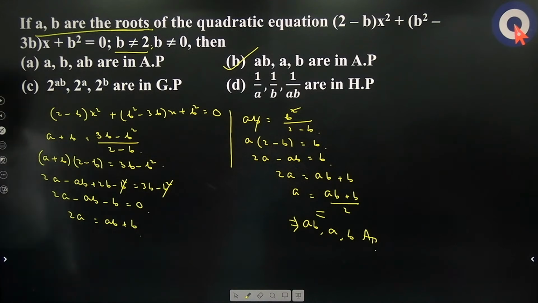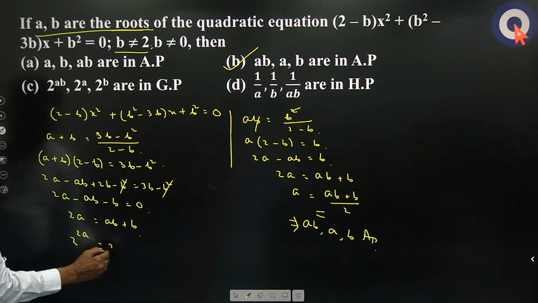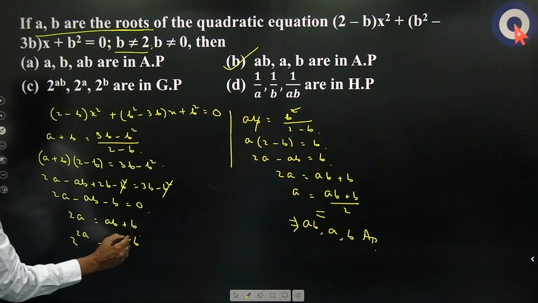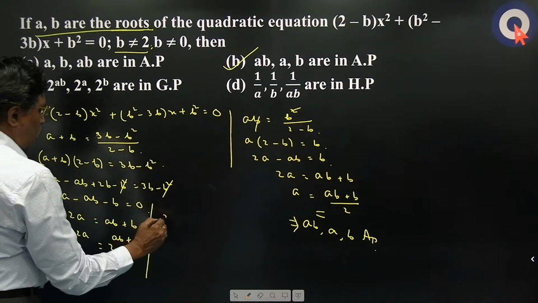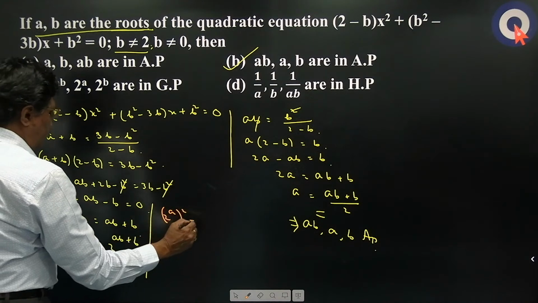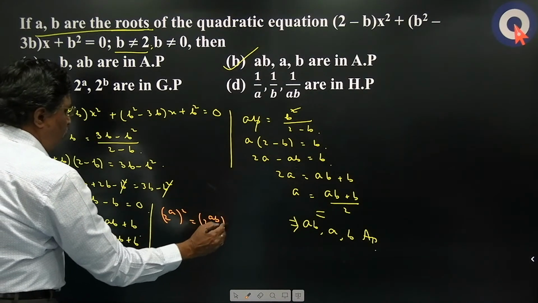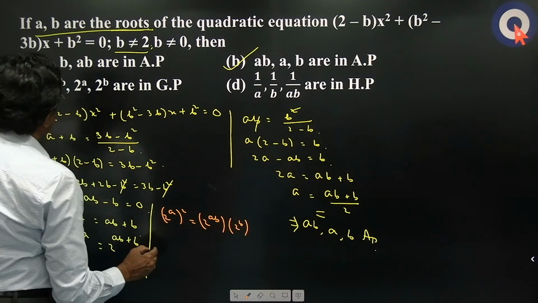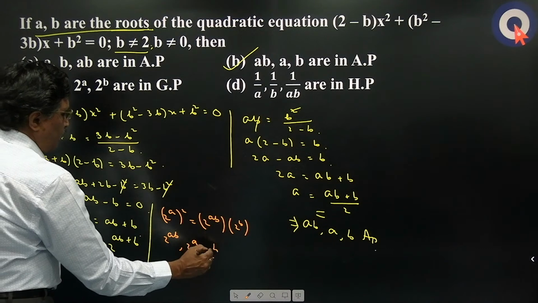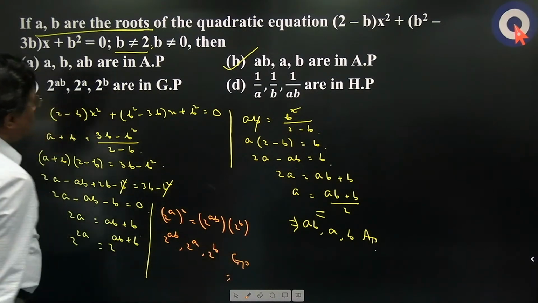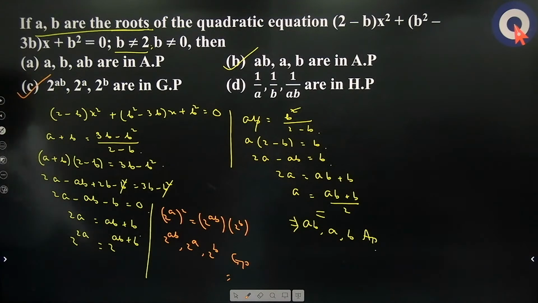So if I raise this to the power 2, 2 power 2a is equal to 2 power ab plus b, which I can write as 2 power a whole square is equal to 2 power ab into 2 power b. This says that 2 power ab, 2 power a and 2 power b form a GP. So this is correct.